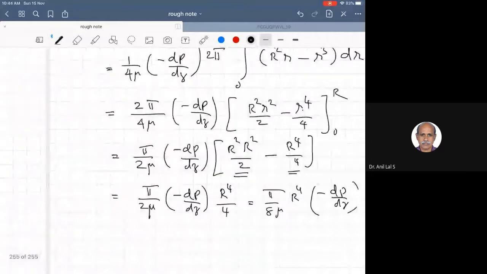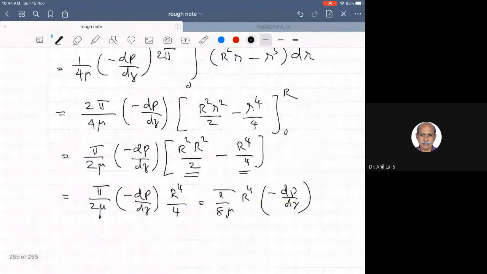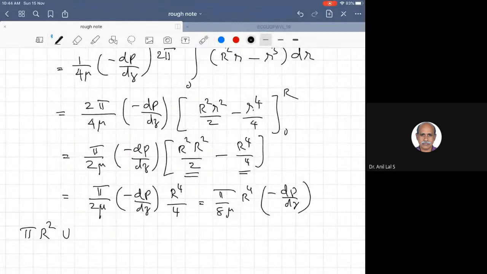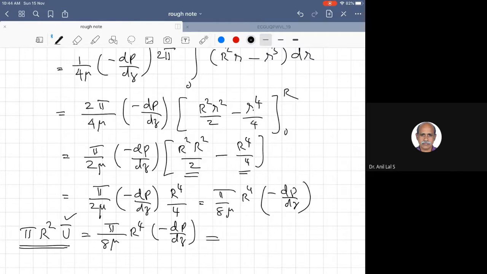So at the inlet, we have the total cross-sectional area with an average velocity u bar. So the inlet discharge is this much, where u bar is the average velocity: π R squared u bar equals π/(8μ) R to the power 4 into minus dp/dz. This cancels, one R squared will go, and u bar is equal to R squared by 8μ into minus dp/dz.